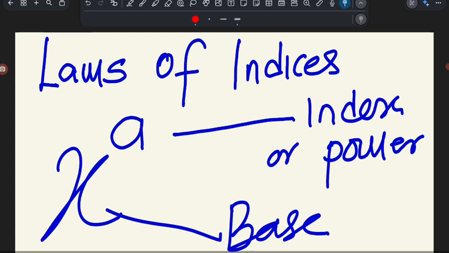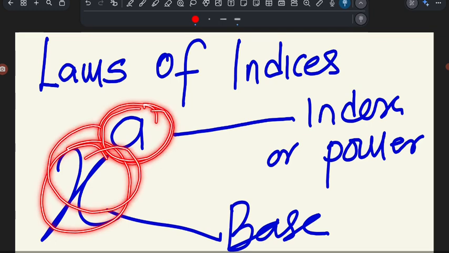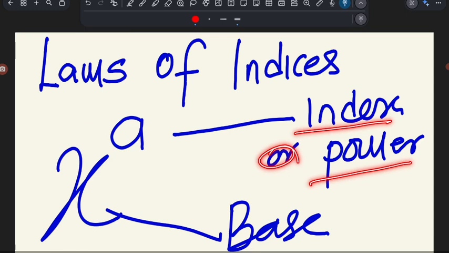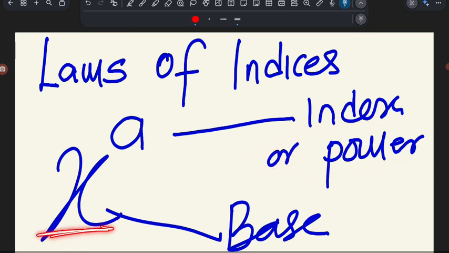Now we are talking about the laws of indices. Before you go deep into these laws, there is something you need to take in place, which is x to the power a. Naturally, what do we call this a? A is an index or power. There's another one here, we call it the base. So if a is an index, anytime you are calling this number, you say x at the power of a, or x at an index of a. So the x is the base. That is how we relate.